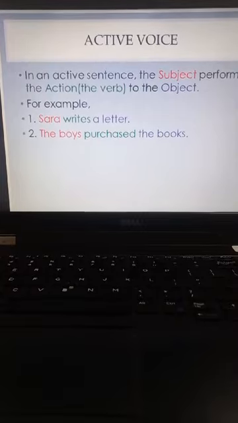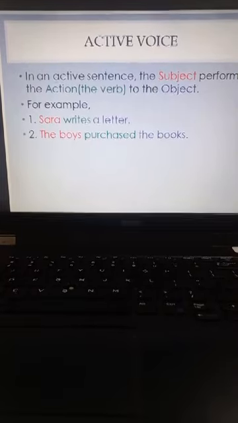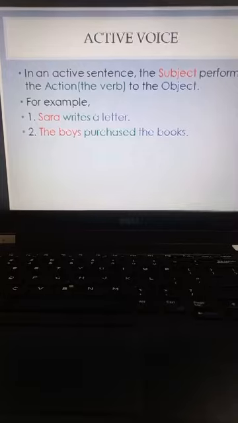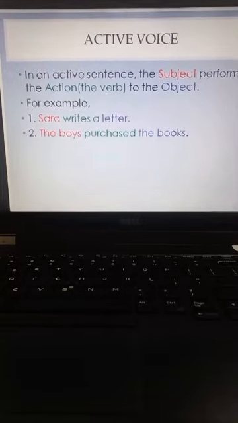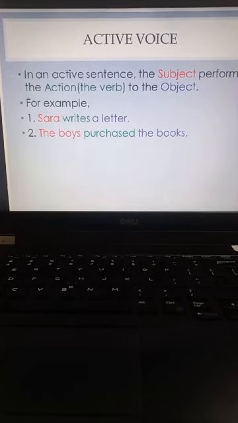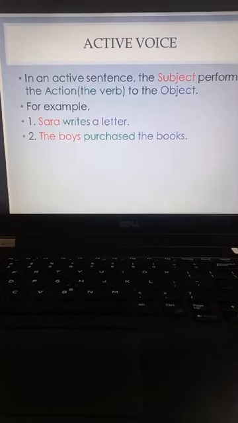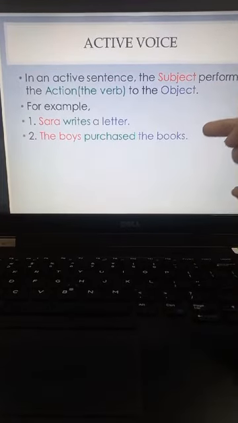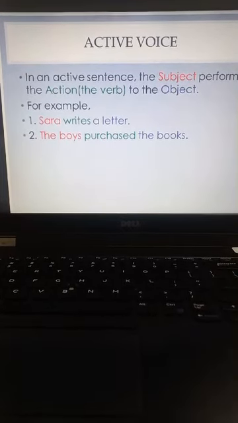So subject is the action doer, basically the one who performs the action, while object is something on which an action is being done. For example, we have two examples. Sarah writes a letter. The boys purchased the books. These are examples of the present tense and past tense respectively, as we can see from the forms of verbs used in these sentences.